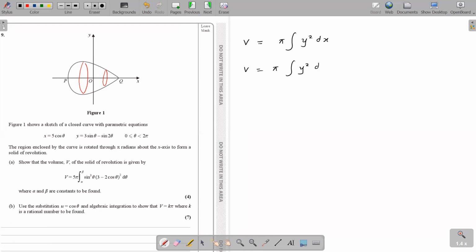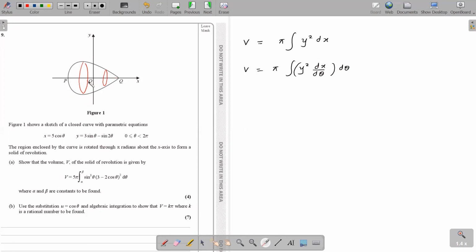Pi y squared dx by d theta, with respect to theta. This is the parametric equation. Are you with me? Pi y squared dx by d theta with respect to theta, because we're doing the sum with respect to theta.